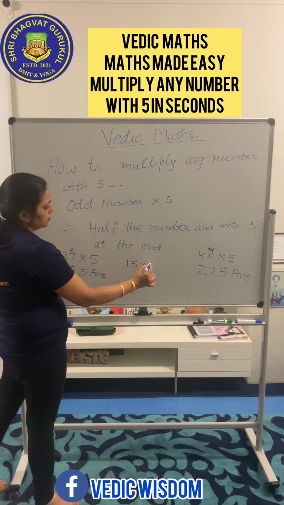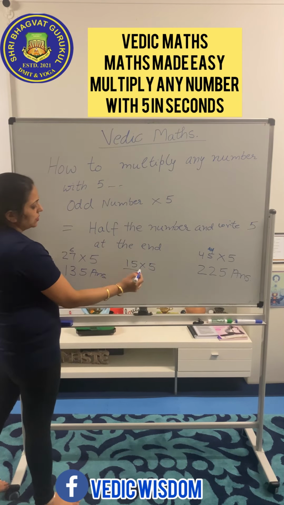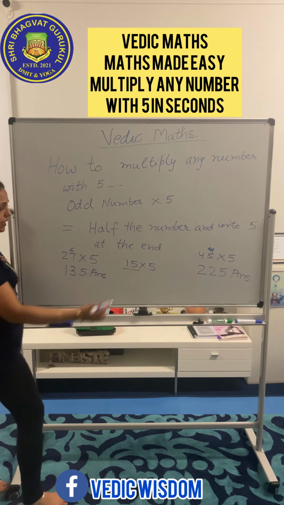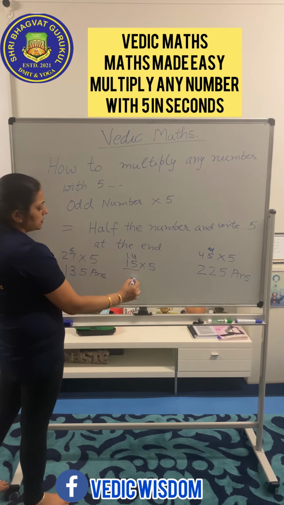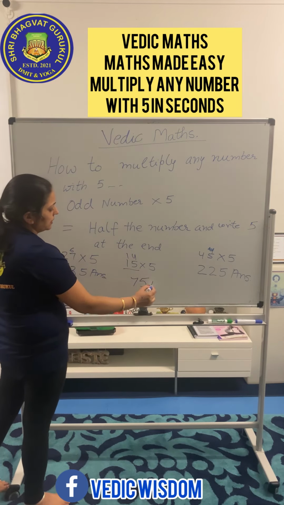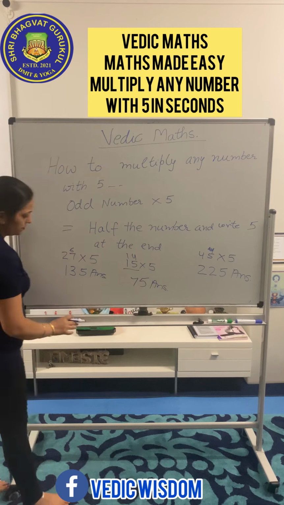15, easy again. You can directly write down the half of 14. 14's half is 7, and then write down 5 at the end. Answer.